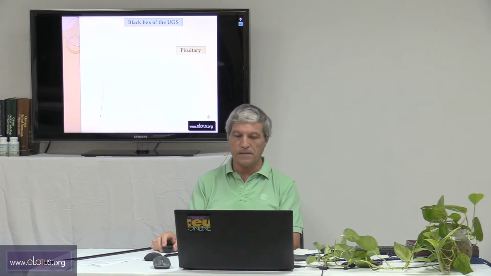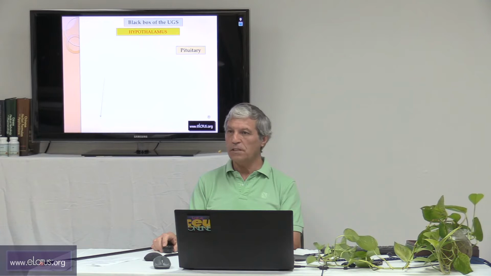Hypothalamus belongs to the urogenital system. You know hypothalamus? And the second is the pituitary, with three parts: anterior, middle, and posterior. First, the hypothalamus secretes the TRF, thyroid-releasing factor, and stimulates the anterior pituitary. After that, the secretion of TSH, thyroid-stimulating hormone, stimulates the thyroid.